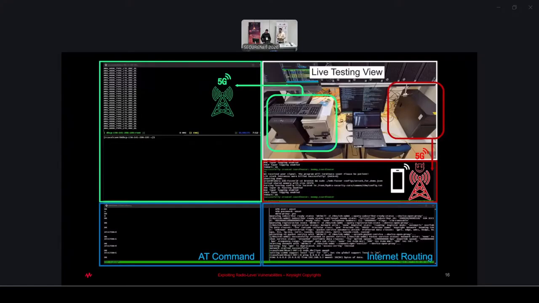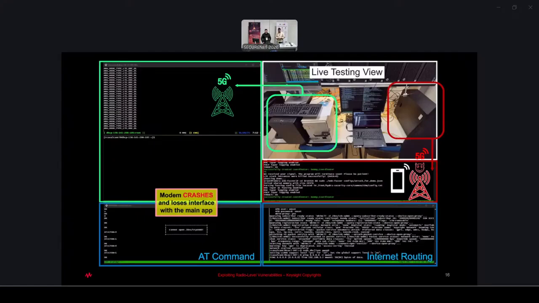Then we wait a bit for the modem to search for a new connection. And then we have a crash in the serial interface, the AT command interface. Naturally, the UEs try to attach to the base station that has a stronger signal. They are designed for that. This radio handshake state machine is designed for availability. So if you have a fake base station with a stronger signal, then it will try to attach, and then we can exploit it basically.